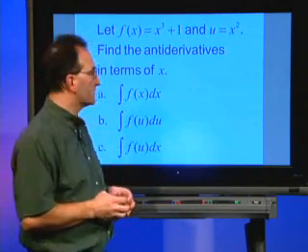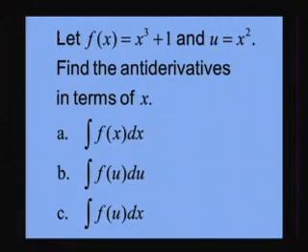apply that particular formula. So let f of x equal x cubed plus 1 and u be equal to x squared. Find the antiderivatives in terms of x. So that's important. Find the antiderivatives in terms of x. A, we have f of x dx. For b, we have the integral f of u du. And for c, the integral f of u dx.